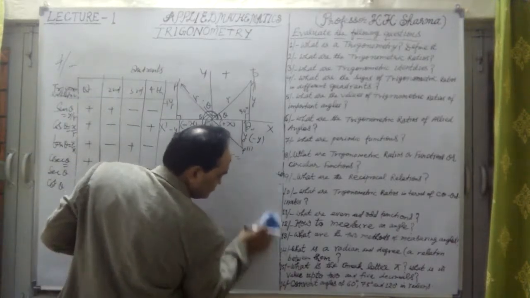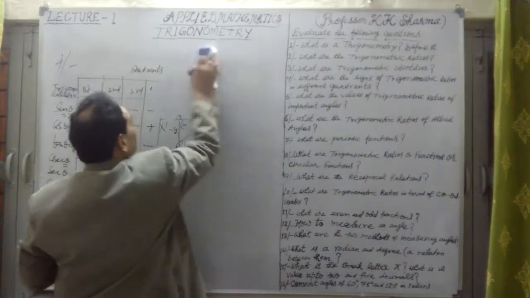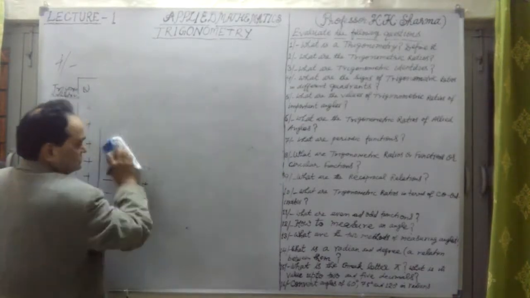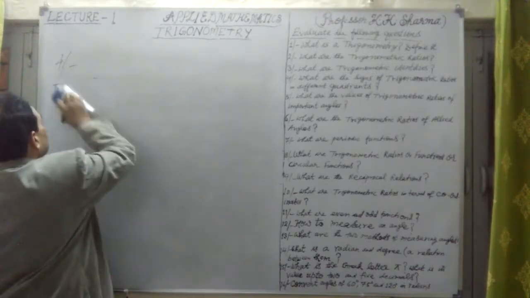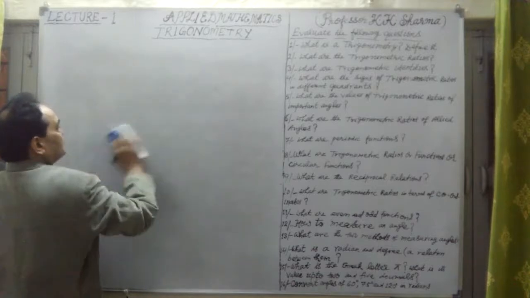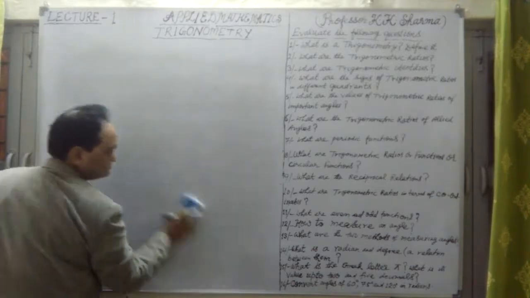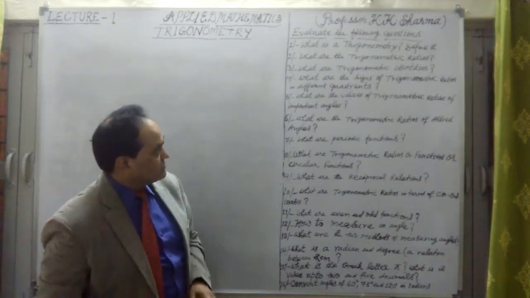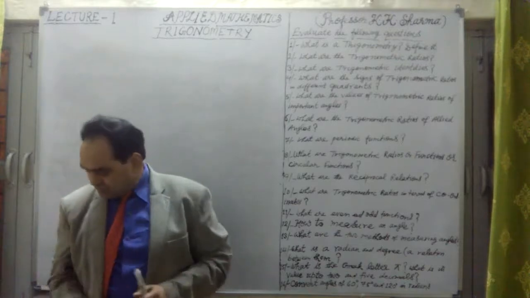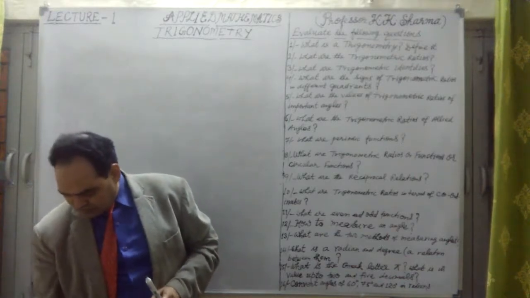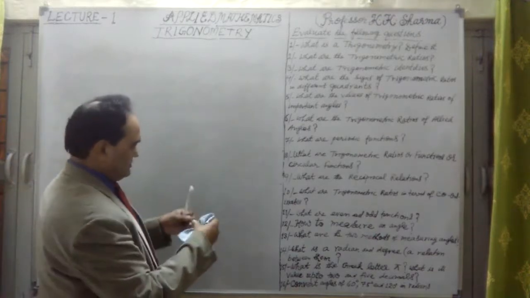Now let me talk about question number 5. Question number 5 is: what are the values of trigonometric ratios of important angles? For that, I'll give you some shortcuts. But before that, let me clean the board properly.